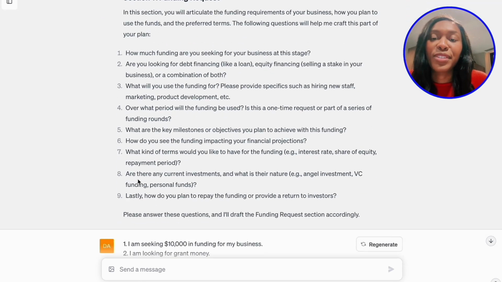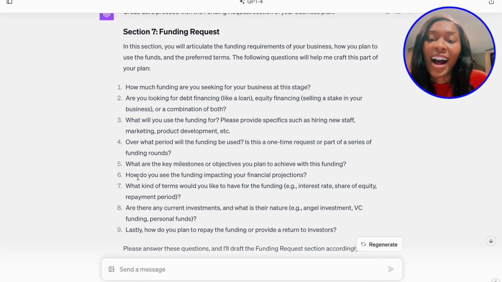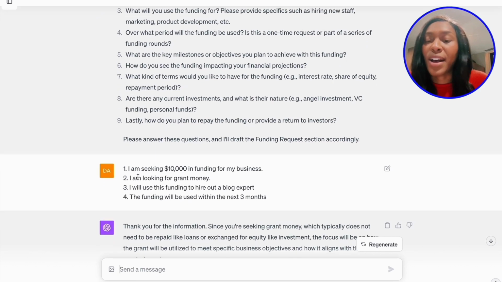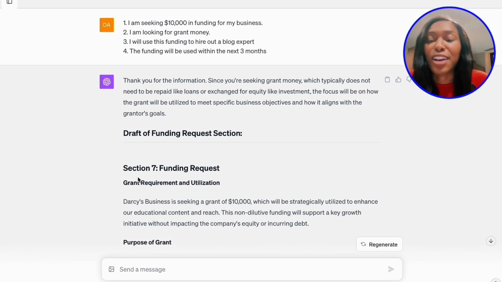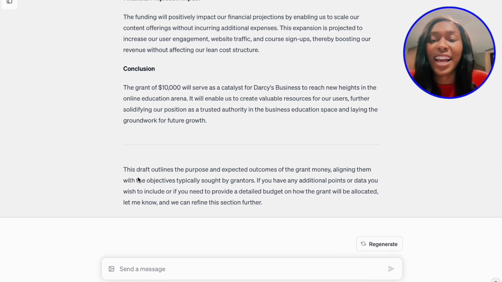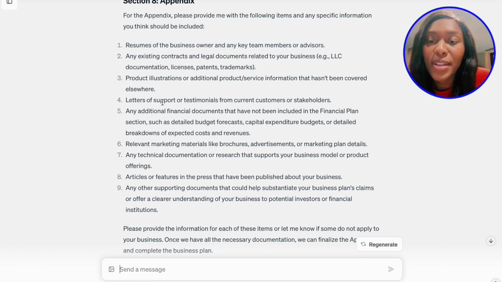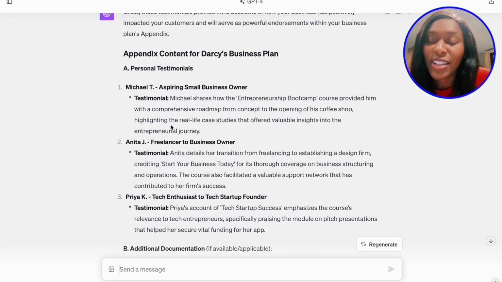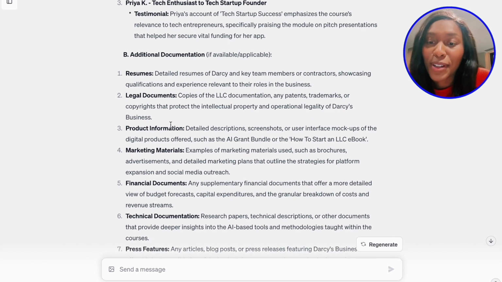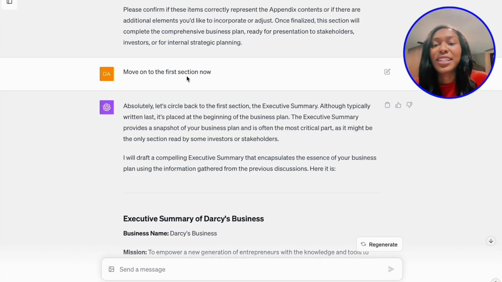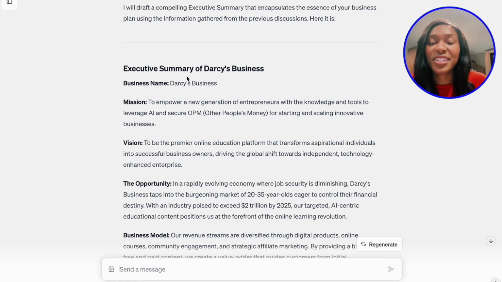To give you an example, for section 7, the funding request, I just answered 4 out of the 9 questions. Whether you're answering 1 question or 9 questions, ChatGPT will still give you a tailored response. And so some things to add to the appendix are resumes of the business owner, any existing contracts and legal documents, as well as product illustrations. So I added a couple of testimonies about Darcy's business, and now I've asked ChatGPT to move on to the first section, or the executive summary, which is the section we chose to do last, so that ChatGPT could use all of the content from the different sections to be able to write it.